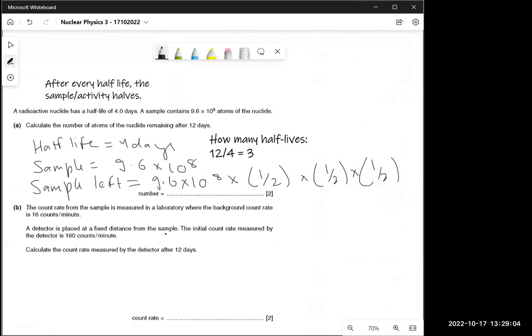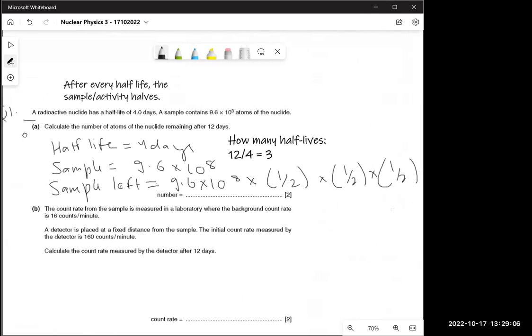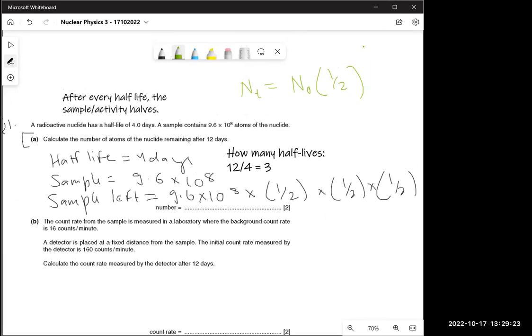Neha, I want you to read the question one more time and explain to me how we answer this question. Should I explain? Part A. Calculate the number of atoms of the nuclide remaining after 12 days.